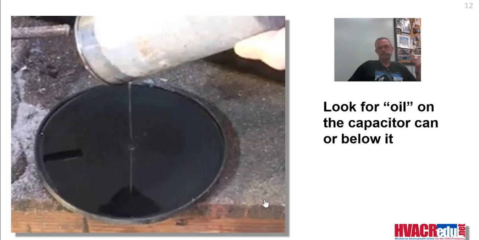So look for a bulge. If you know what a capacitor should look like and you see a fat one, you better check it out. That's a real easy visual. When you've got a panel open, just glance around and check the capacitors. Are they puffed up? The other thing is look for oil on the capacitor can or below it. I don't know what this guy's doing, he's draining a capacitor, it appears. Like I mentioned before, run capacitors, capacitors that are in a metal jacket, are typically filled with oil.